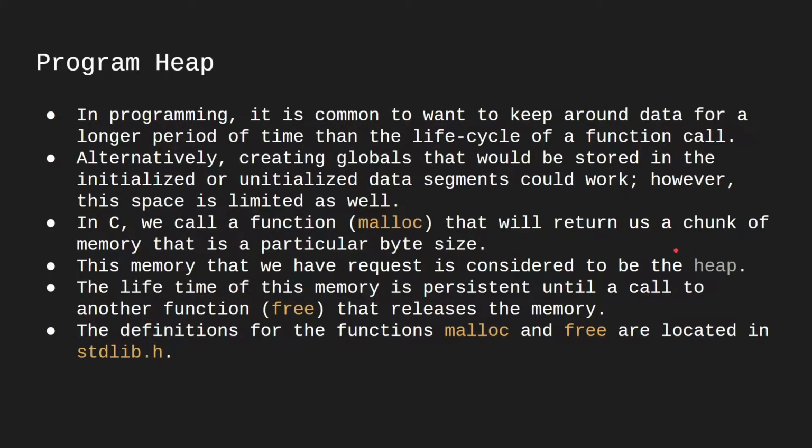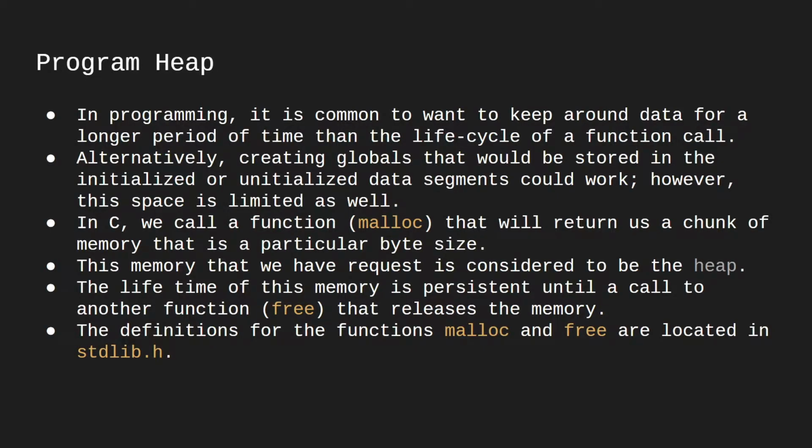In programming, it's common to want to keep data around for a longer period of time than using it within a local function or something of that nature. There are alternatives. We could create global variables, pulling a variable out and keeping it in the text segment of the program. It becomes a global variable that you can access from anywhere. However, sometimes you just want to request a chunk of memory and use that chunk wherever you'd like. So in C, there's a function called malloc.